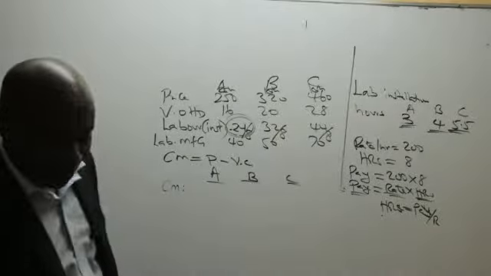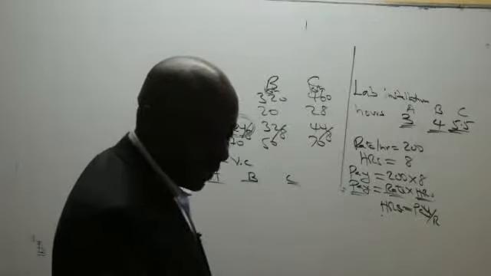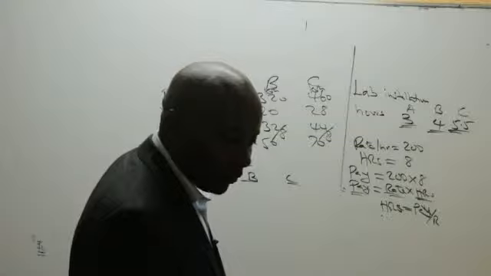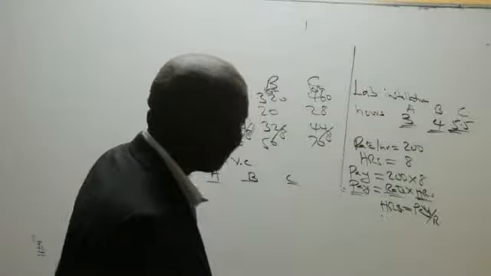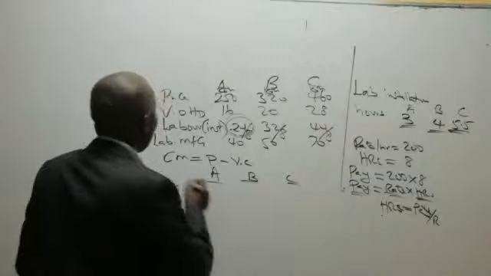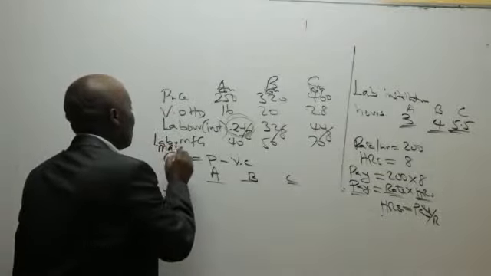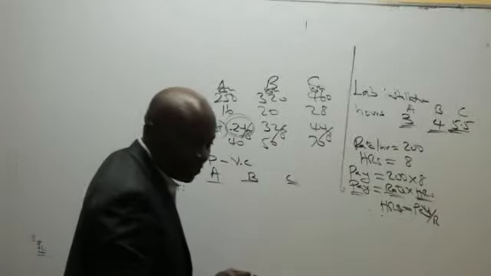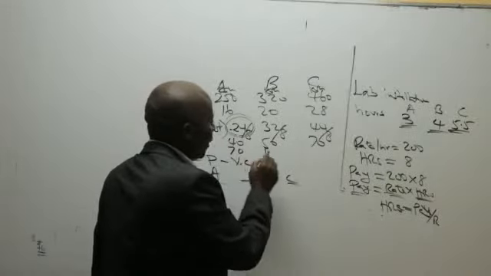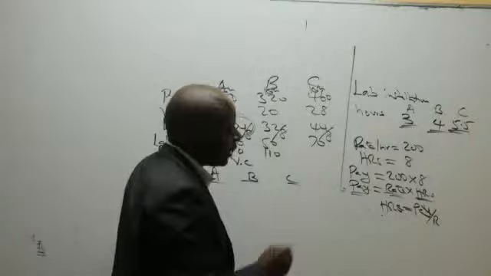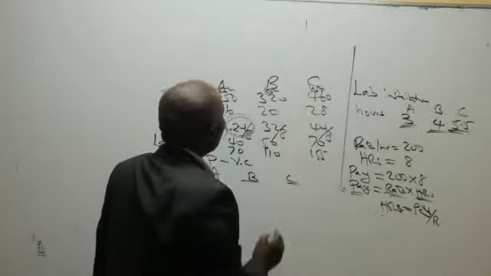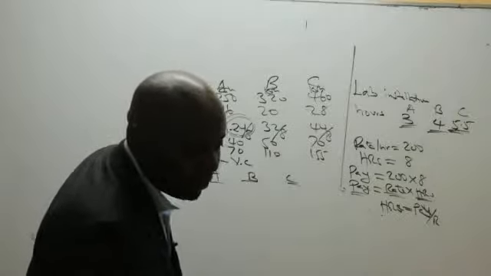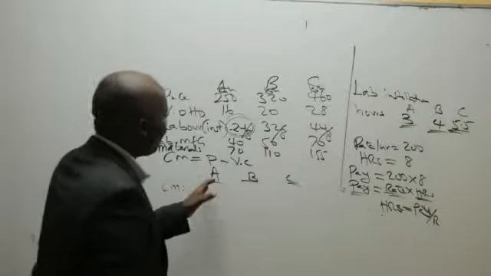After labor and manufacturing, I'm being told there is something very important that I have left: material. Materials will always be there. So somebody tells me the material cost is 70, 110, and then 155. Could you be kind enough to give me the contribution margin for A?